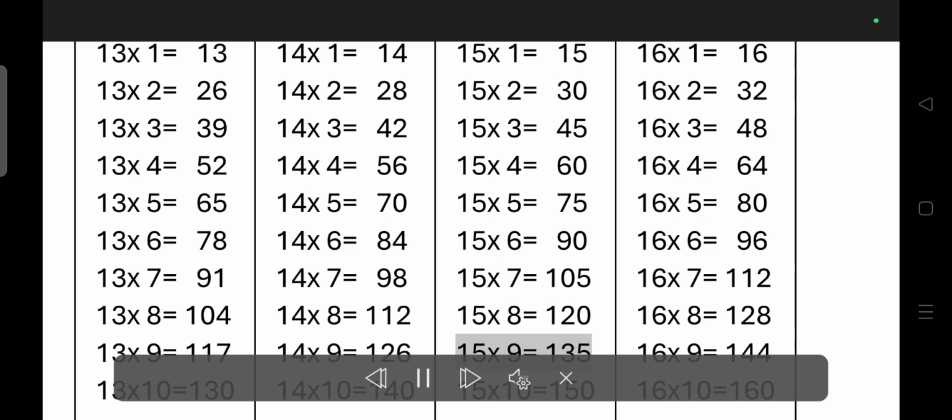120. 15 times 9 is equal to 135. 15 times 10 is equal to 150. 16 times 1 is equal to 16. 16 times 2 is equal to 32. 16 times 3 is equal to 48. 16 times 4 is equal to 64.